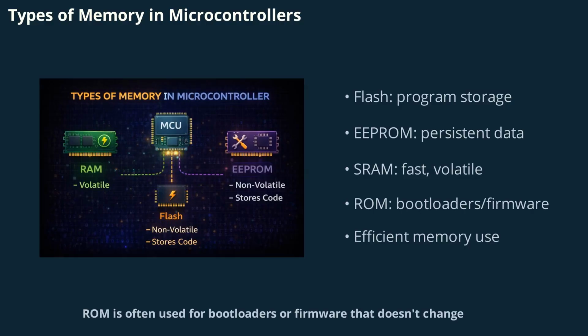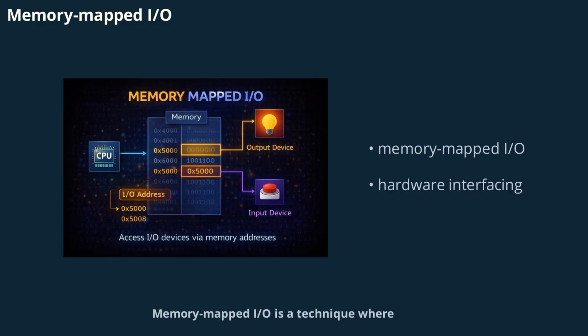ROM is often used for bootloaders or firmware that doesn't change. Understanding these memory types helps you design efficient, reliable embedded systems that make the best use of available resources. Memory-mapped I/O is a technique where peripheral devices are assigned specific memory addresses, allowing them to be accessed using the same instructions as regular memory.